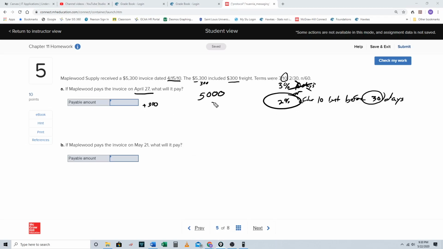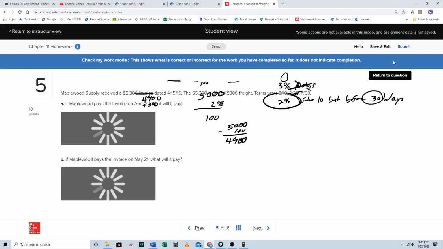So 2%, and again, if you want to do 98%, but 2% times this is pretty easy. It's $100. So we're going to take off 100. So 5,000 minus 100 is 4,900. But we don't forget we have to add the 300 back on. So they're going to pay 5,200. Now, mine works out real nice. I don't know if yours is going to work out that nice. I hope it does. All right, let's check, see how we're doing.